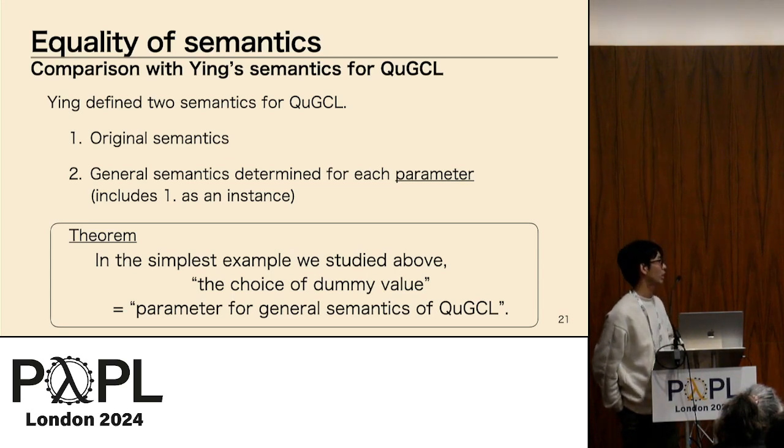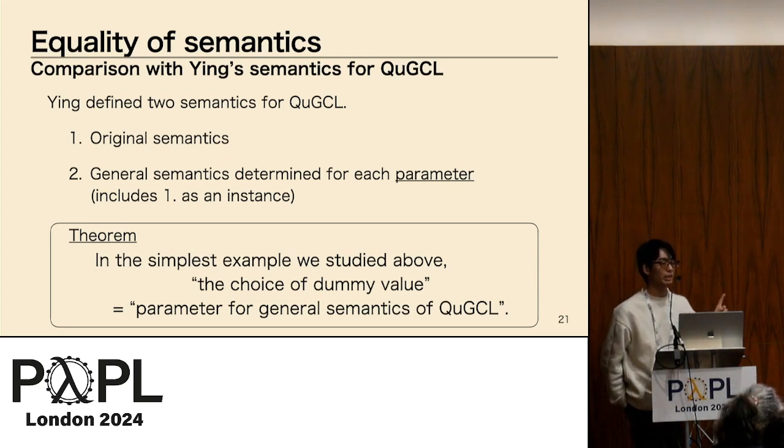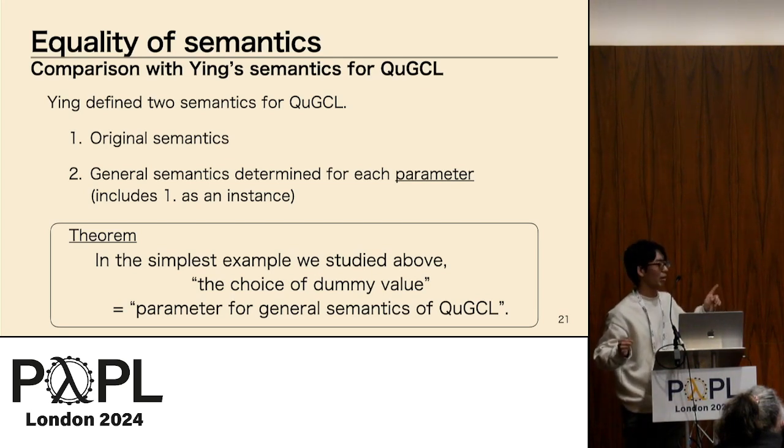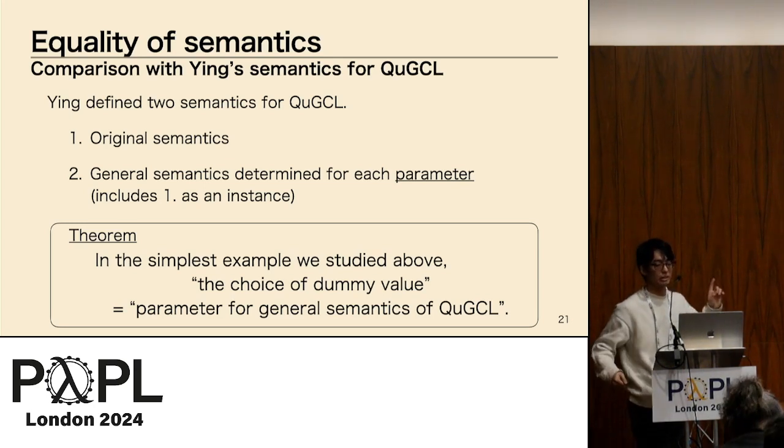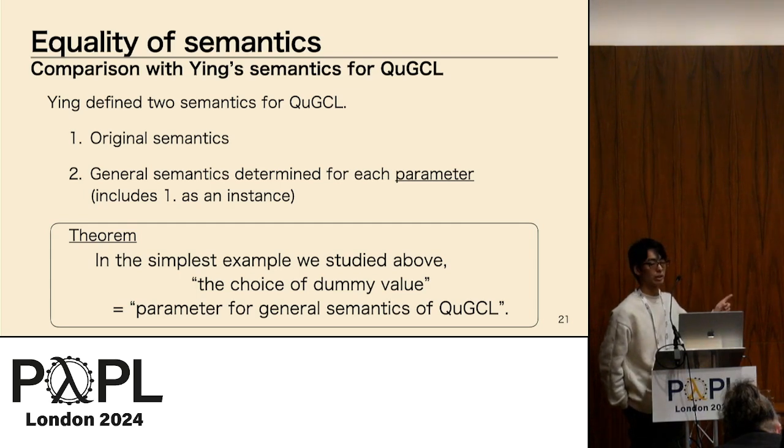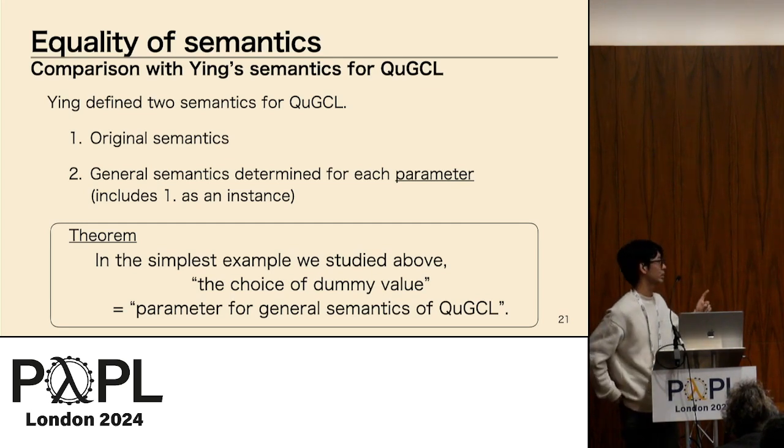Secondly, we compared our semantics with Ying's original one. Let me review the semantics defined by Ying. He defined two semantics. The first one is the original one, and the second one is a kind of generalized semantics, which uses some parameters, and if you choose a different parameter, you get a different semantics. What we have observed is that, at least in the simple example we have explained, the choice of parameter in QGCL semantics is exactly the same as our introduction of dummy value. And we can give a different explanation for this parameter. We have to introduce this parameter for a purely type theoretical reason, which is a new point of view.